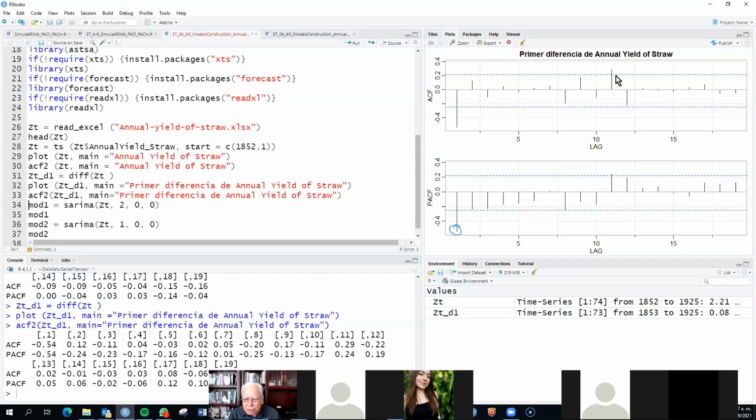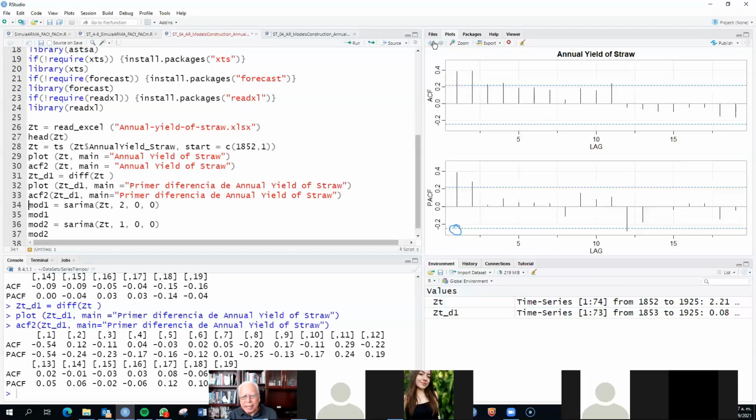Now let's go back to the previous ACF. This was the ACF of the original series. From this ACF, we can think of all this as noise, and I have two significant lags in the partial autocorrelation function. I have two significant lags.